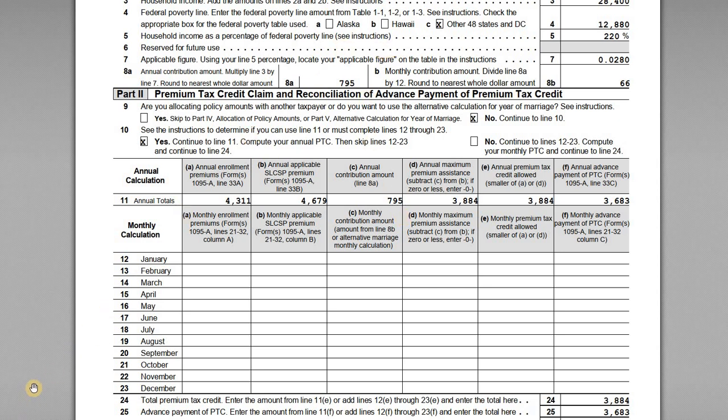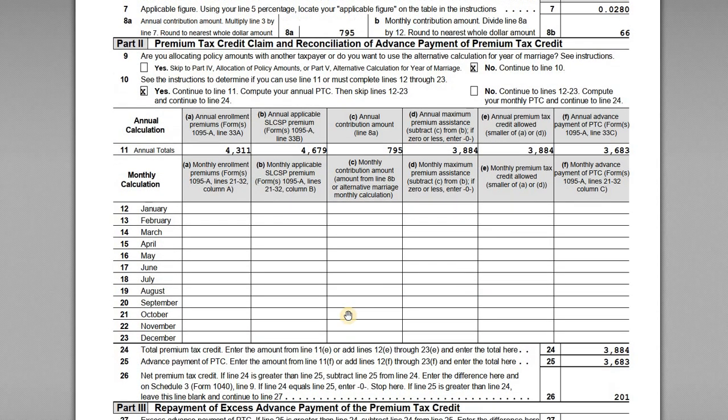That's how we figure out the column C amounts based on what we find in Part 1. All right, so now that we've done all of Part 1, and in Part 2 we've completed column A, column B, we just did column C, and we've completed column F. So the last two columns that need to be completed here are D and E, right? The annual maximum premium assistance and then the annual premium tax credit allowed.